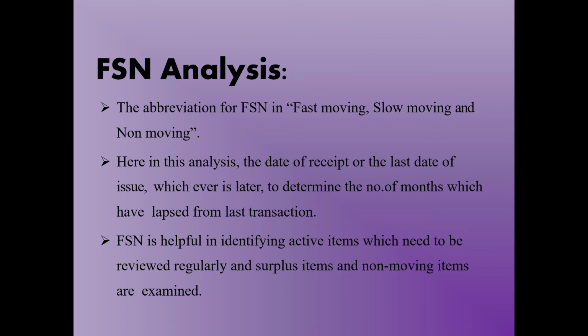FSN analysis. The abbreviation for FSN is fast moving, slow moving, and non moving. In this analysis, the date of receipt or last date of issue, whichever is later, is used to determine the number of months which have lapsed from last transaction. FSN is helpful in identifying active items which need to be reviewed regularly, and surplus items and non-moving items are examined.